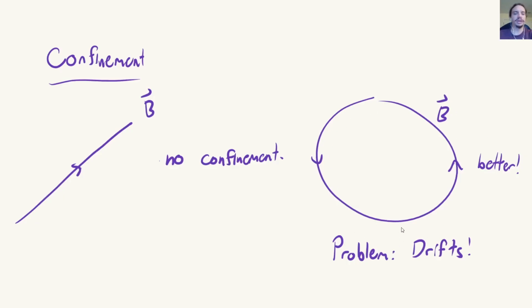This is better because now if you have a particle and it's spinning around, gyro-orbiting around this magnetic field line, it'll just go around and around forever. Okay, well, this would be good except for one problem, the drifts that we just talked about. But before I show you what happens with the drifts, let me tell you how you would actually do this.